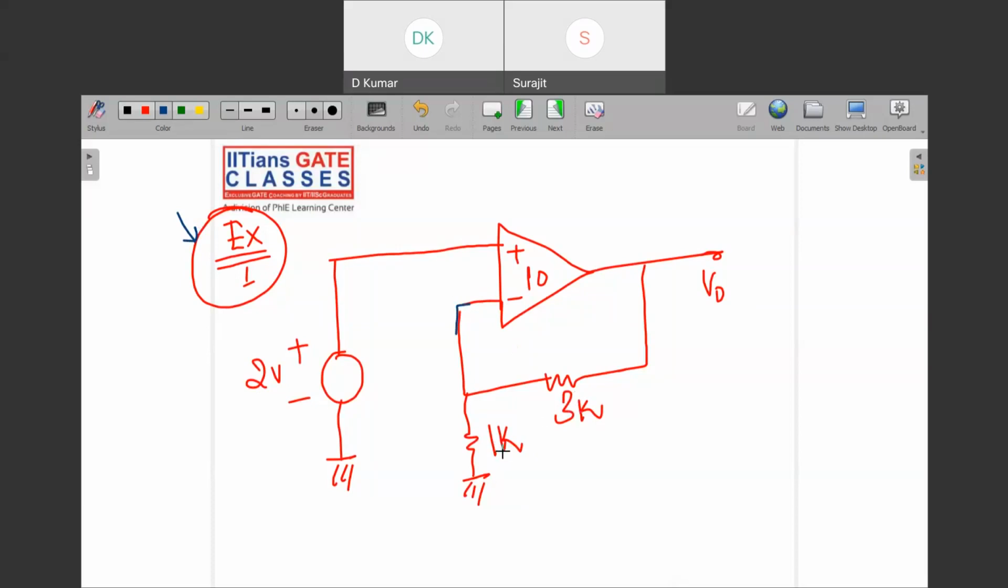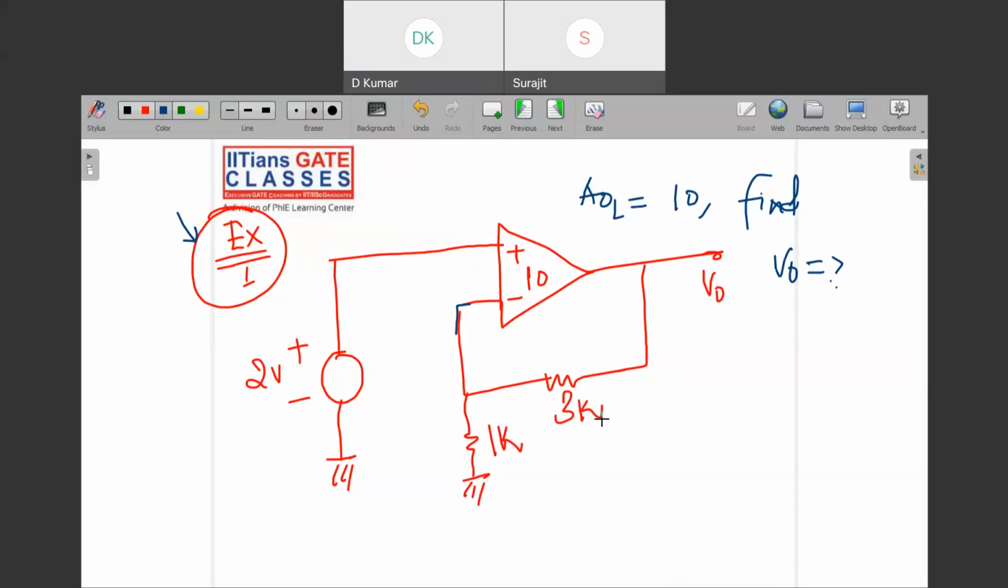So see, 3K and 1K, and AOL is what? AOL is finite this time, that is 10. And you have to find what? V naught, right? You have to find V naught.